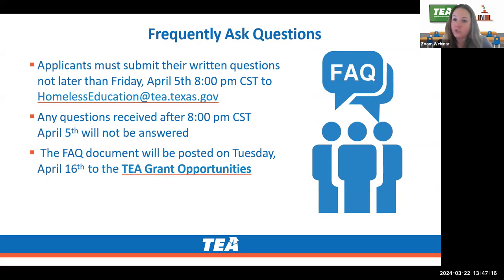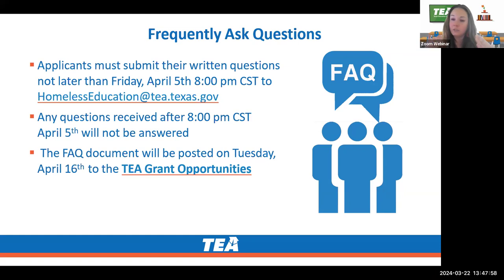So frequently asked questions in the competitive subgrant cycle is, it's a process. And I just want to make sure that you have all the information if you have questions about this grant application in particular. So if you have any questions, you have to submit your written request not later than Friday, April 5th at 8 p.m. to the homelesseducation@tea.texas.gov inbox. Any questions that are received after 8 p.m. will not be answered, just so that you know that. The frequently asked question document will be posted on Tuesday, April 16th to the TEA grants opportunity page.